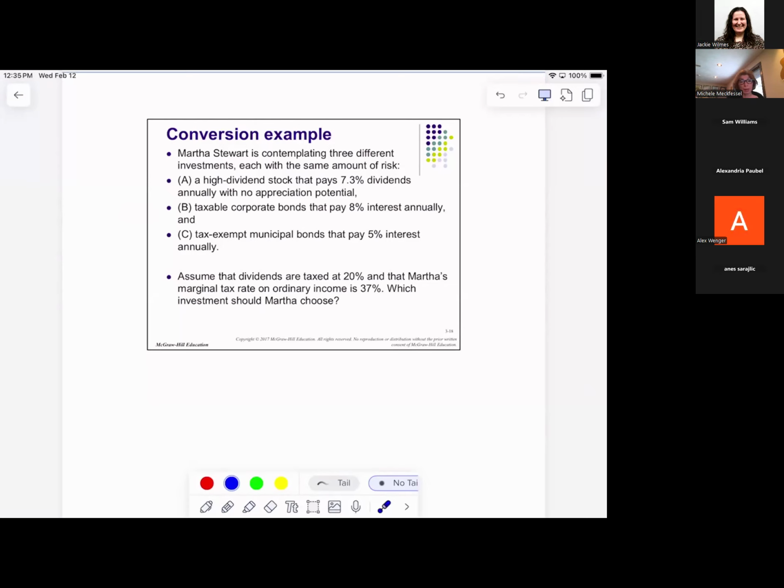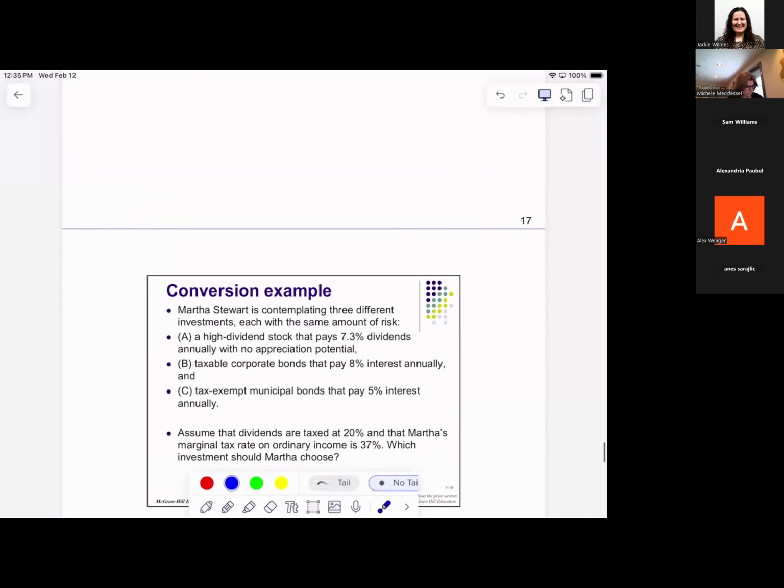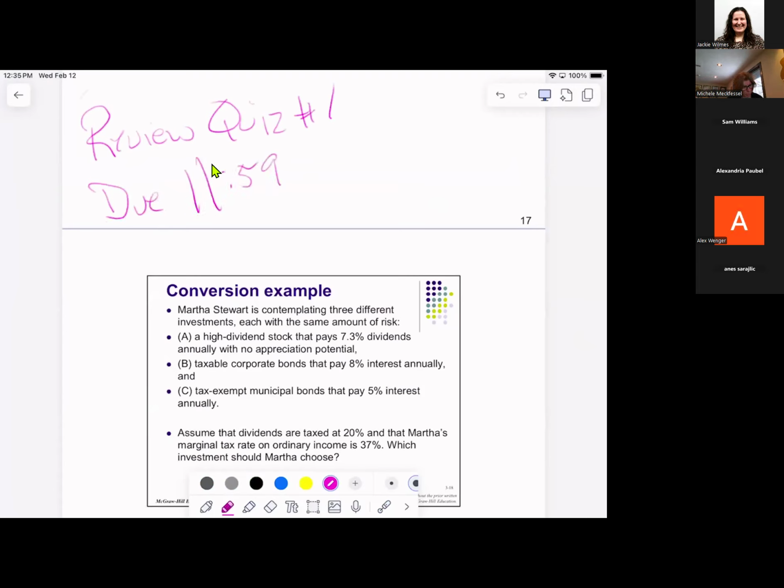I want to remind everybody that we do have a review quiz. Review quiz number 1 will be due at 11:59 p.m. Thursday. So that's tomorrow. So you've got all day today and all day tomorrow to do it.